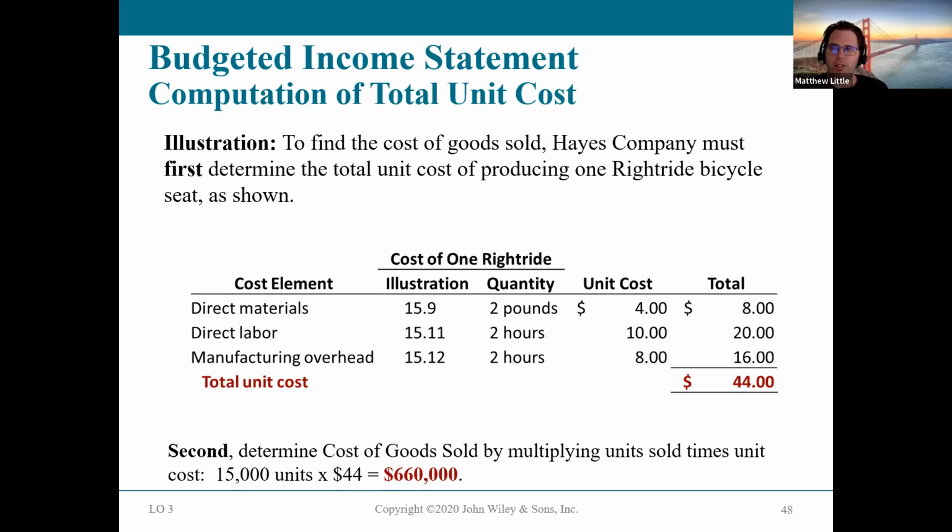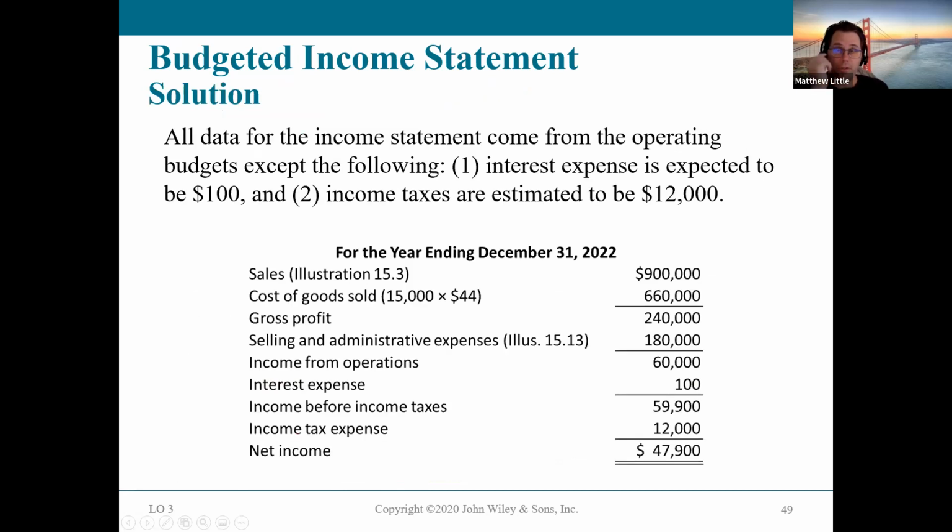Next we can determine the cost of goods sold by multiplying the units sold times the unit cost. So 15,000 units times $44. So our COGS, our cost of goods sold in this case, would be 660,000. So popping it over to our draft budgeted income statement, we can show our sales as in the book, 900,000, cost of goods sold, gross profit, our selling and admin that we've calculated, and then we're told an interest expense, et cetera. So you can see this in illustration 15.3, it says. And we have a budgeted income statement.